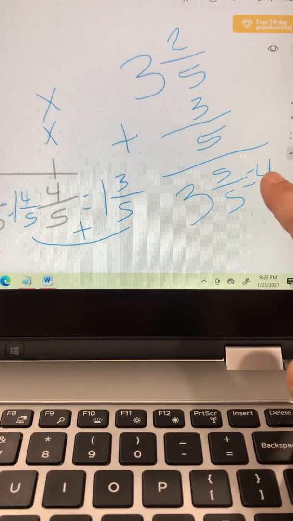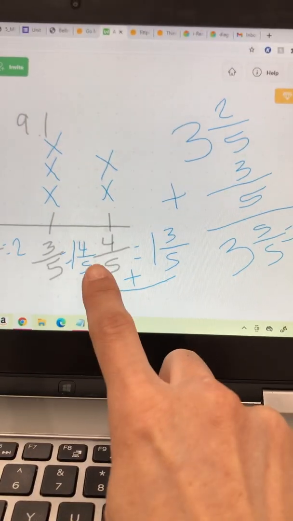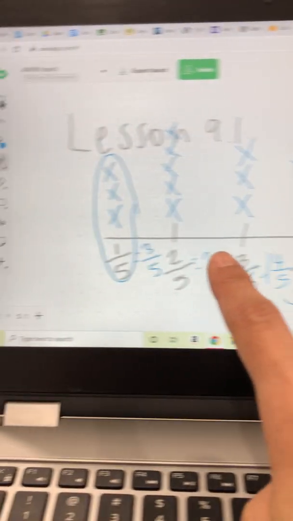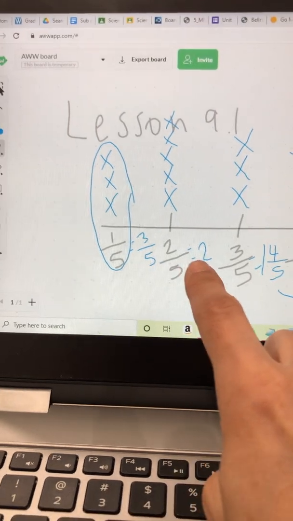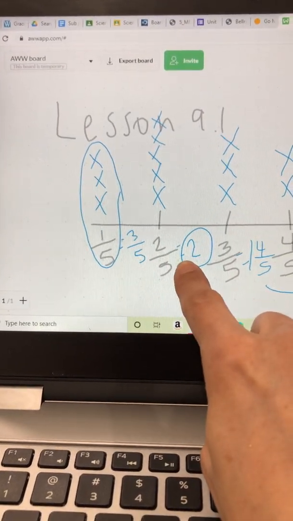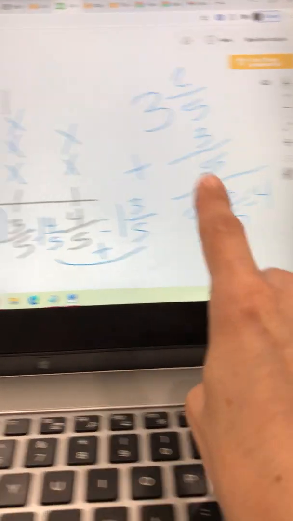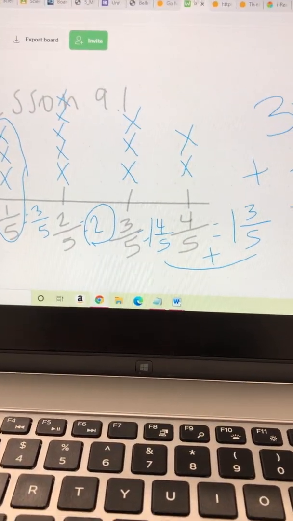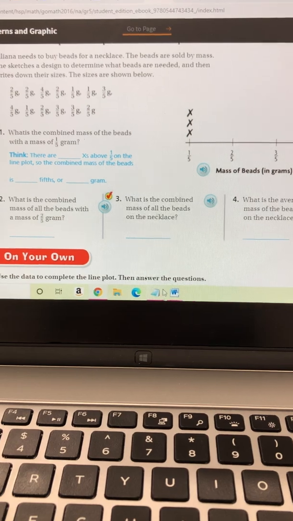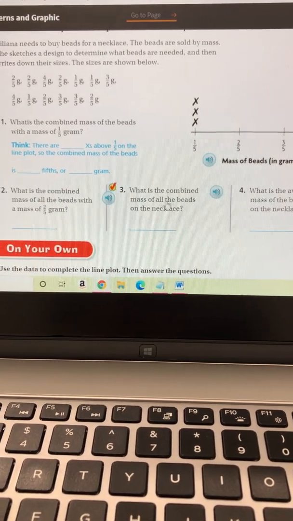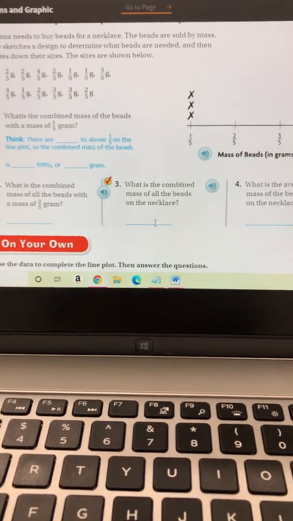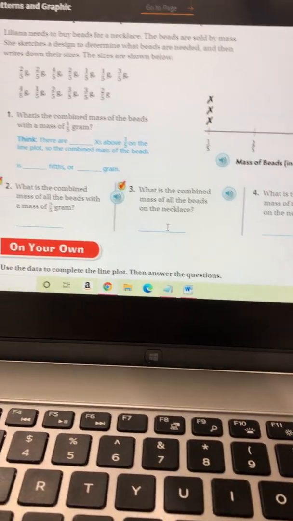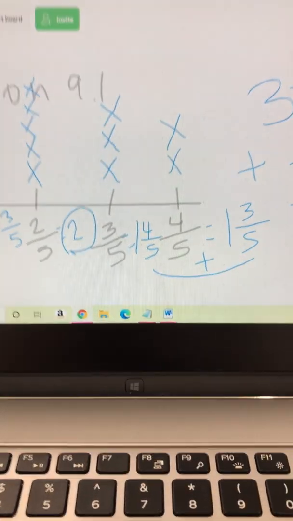Now we're not done. Remember, we had one more number, so we added these 2 together, we added the 3/5, and now we're missing this guy. So 4 plus 2 is 6, right? So for number 3, the combined mass of all the beads, we're going to put 6. Okay, so let's go back and review what we did.